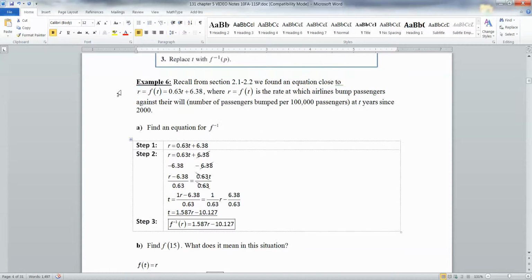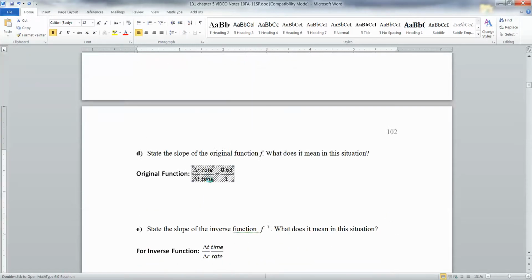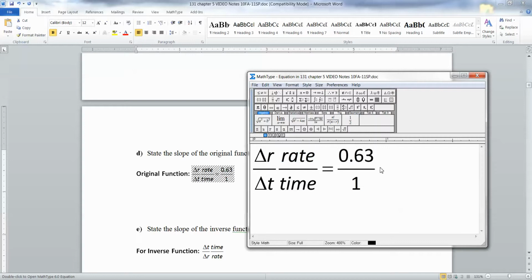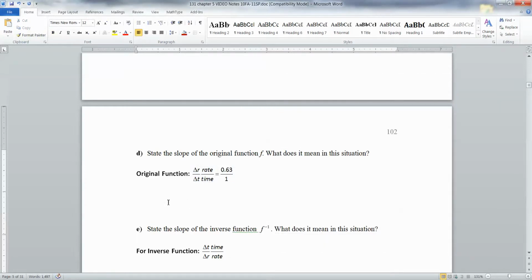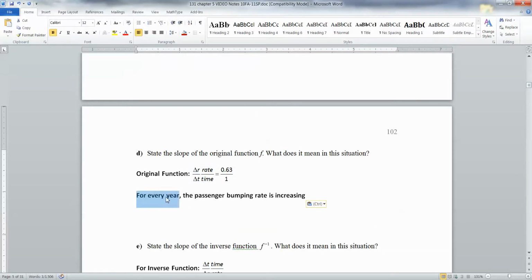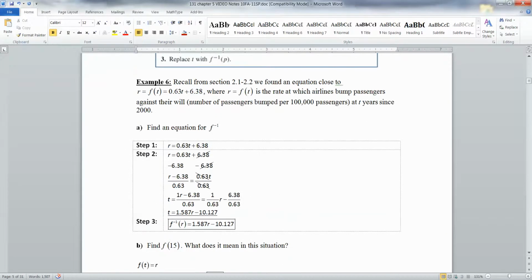Now the dependent variable for us is rate. Right back here, here's the original function. Rate is the dependent, the y, and the independent is t, time, and that was years. The slope was 0.63, so it's really 0.63 over 1. That means that for every 1 year, the passenger bumping rate increases by 0.63.